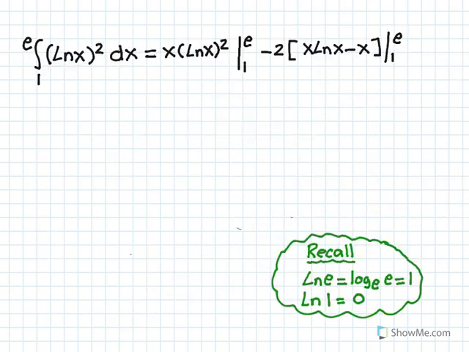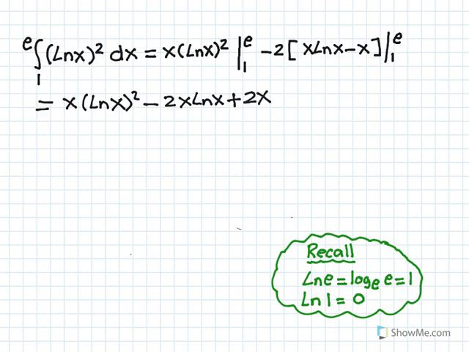All right, so now we can just write this all as one line. That would be a lot easier. So we can write this as x times (log x) squared minus 2x log x, distributing the minus 2, plus 2x. Let's check our algebra. So we have x times (log x) squared minus 2x log x plus 2x. All right, and that's evaluated from 1 to e.